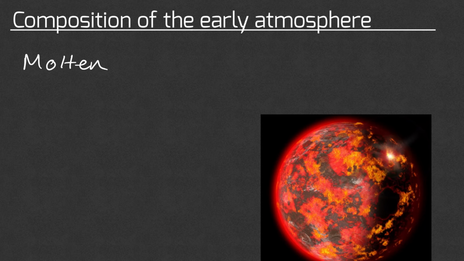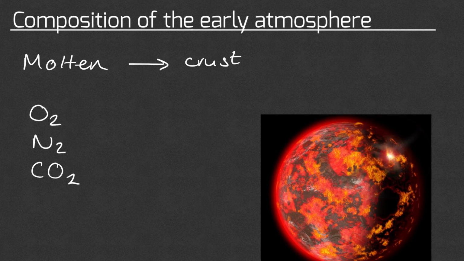So after the Earth was first formed, it was a ball of molten rock. Over millions of years this cooled, and then this formed the Earth's crust. We've just said that the current atmosphere is made up of three main gases: oxygen, nitrogen, and carbon dioxide. We're going to look at how much of these gases were present in the Earth's early atmosphere.